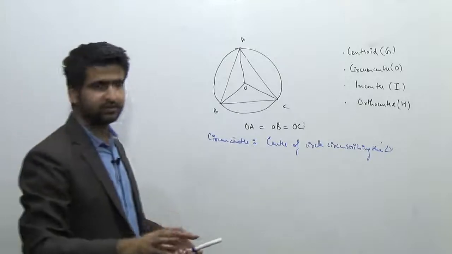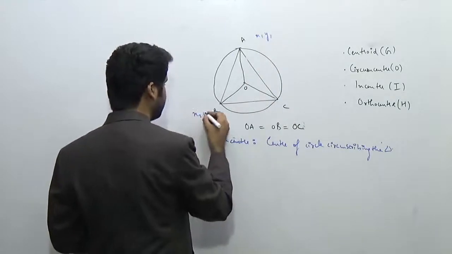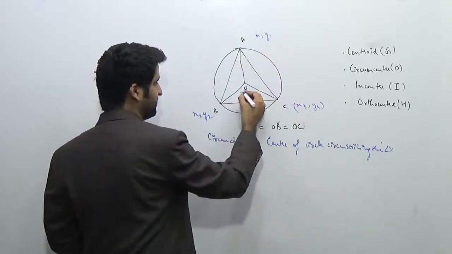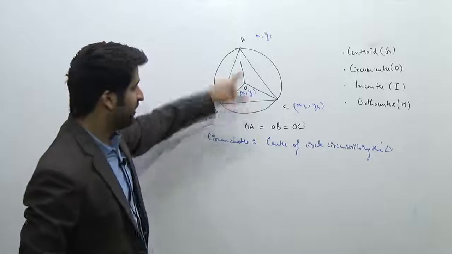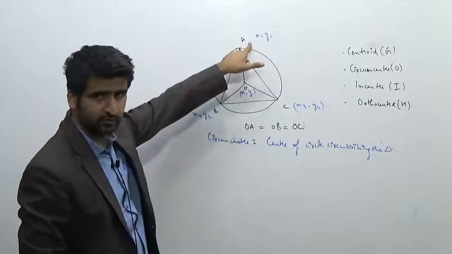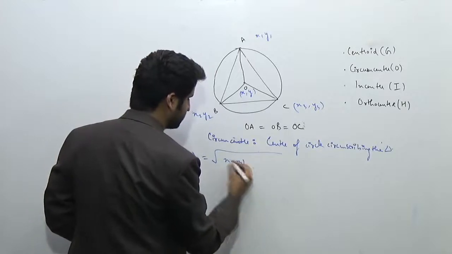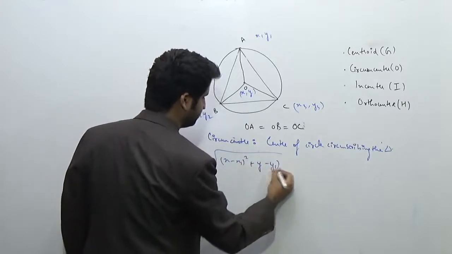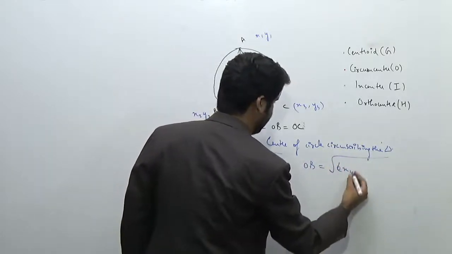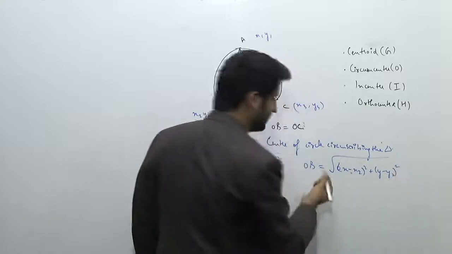We'll just apply the distance formula. We know this coordinate x1 comma y1, and this one x2 comma y2, this is x3 comma y3. So what we are going to do is, let's assume this point is x comma y. We find that this distance OA is equal to under root of (x minus x1) whole square plus (y minus y1) whole square. Similarly, we know OB is equal to under root of (x minus x2) whole square plus (y minus y2) whole square, and similarly we know OC.